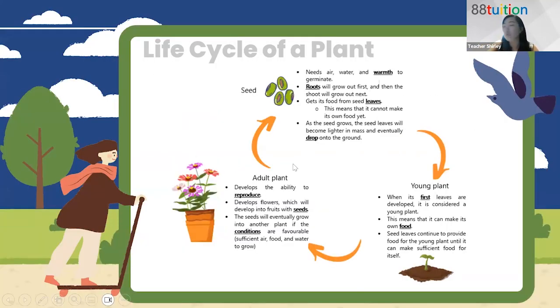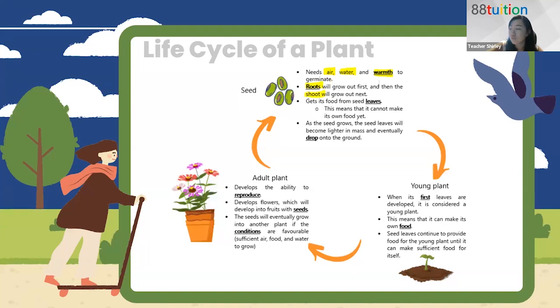Generally, we will need to know the life cycle of a plant. When we say life cycle of a plant, we're talking about the different stages. From seed, it will need air, water, and warmth, right? So highlighter, three things: air, water, and warmth. Basically, we always call it the wow factor: water, oxygen, and warmth. Wow.